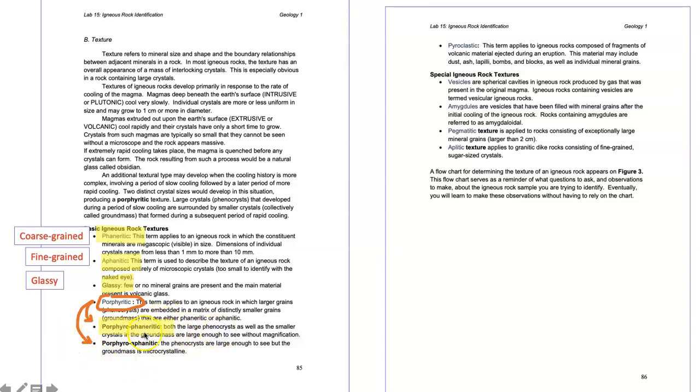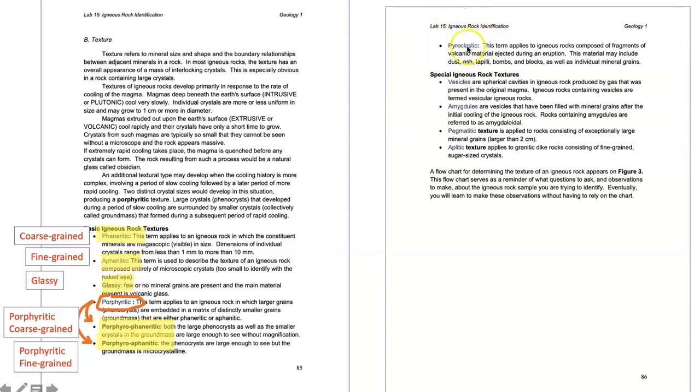So instead of porphyrophaneritic, I would like you to just say porphyritic coarse-grained. And what that means is you've got a coarse-grained rock with two different size populations. Some are much bigger, some are much smaller. And instead of this porphyroaphanitic, you've got porphyritic fine-grained. So you've got a fine-grained rock with some large crystals in it. These are a more subtle way of identifying rocks. These are the three main categories I want you to focus on.